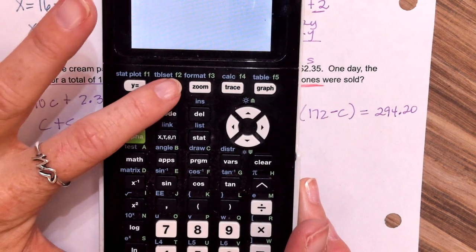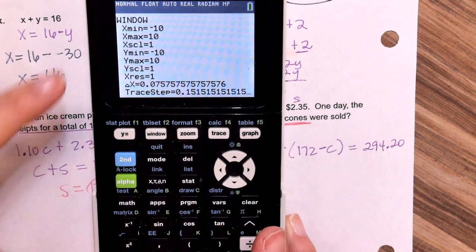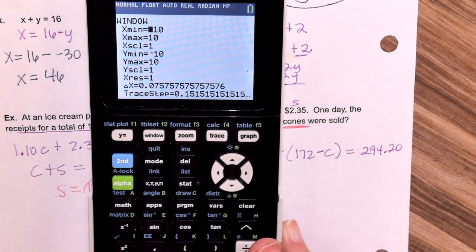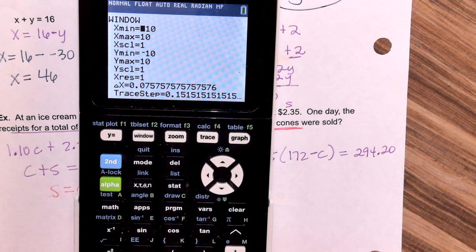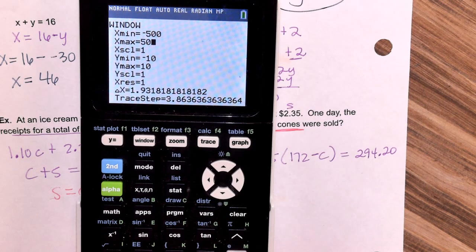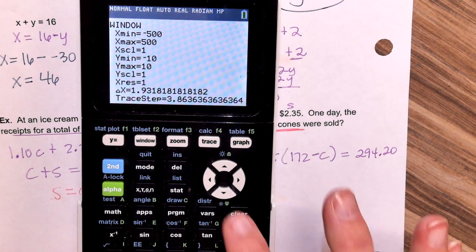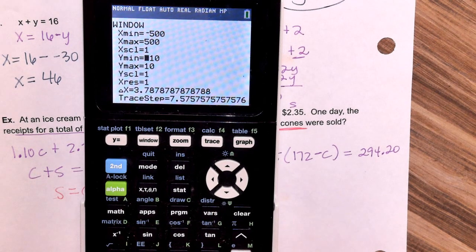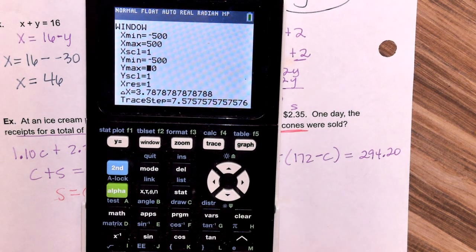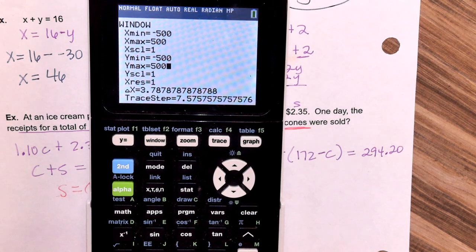Go to your windows and check them. Mine has been reset to factory settings. So they're set from -10 to +10. I definitely probably want to make it bigger. So I'm going to change it to -500 to +500. What am I setting? The minimum and the maximum. I'm also going to set the Y minimum to the same thing and the Y maximum to the same thing. The minimum's always the negative. The maximum's always the positive.